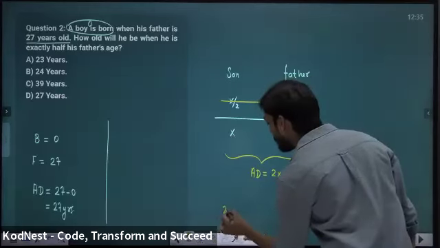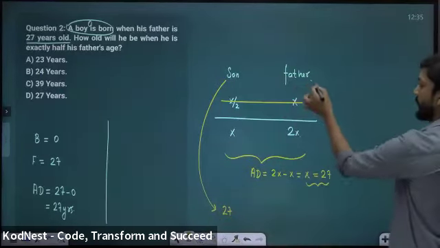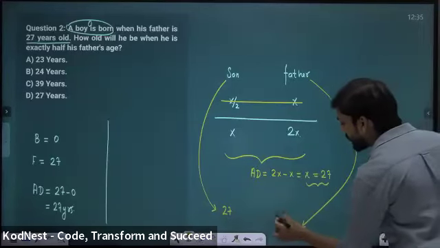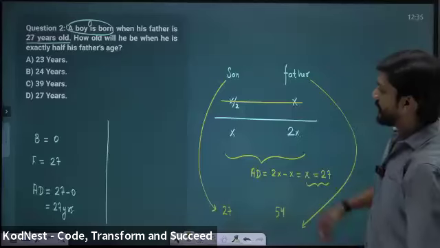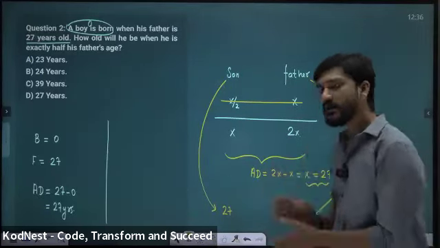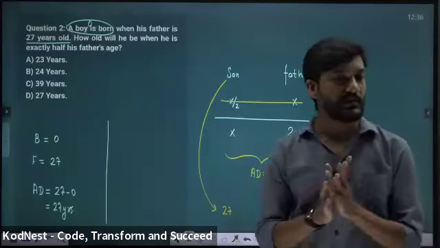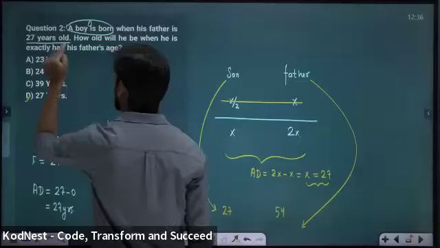Let me write 27. That is your son. And father is 54, twice of 27. So son is 27, exactly half of 54. So when he is 27, he is exactly half of the father. So 27 years is the answer.